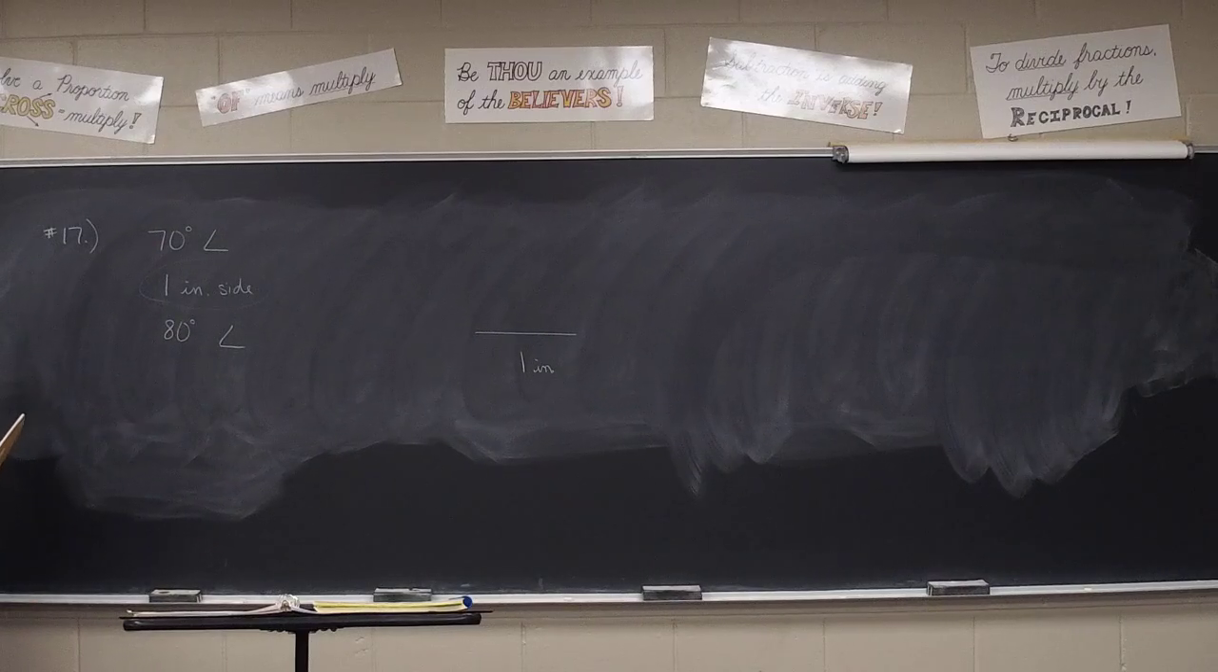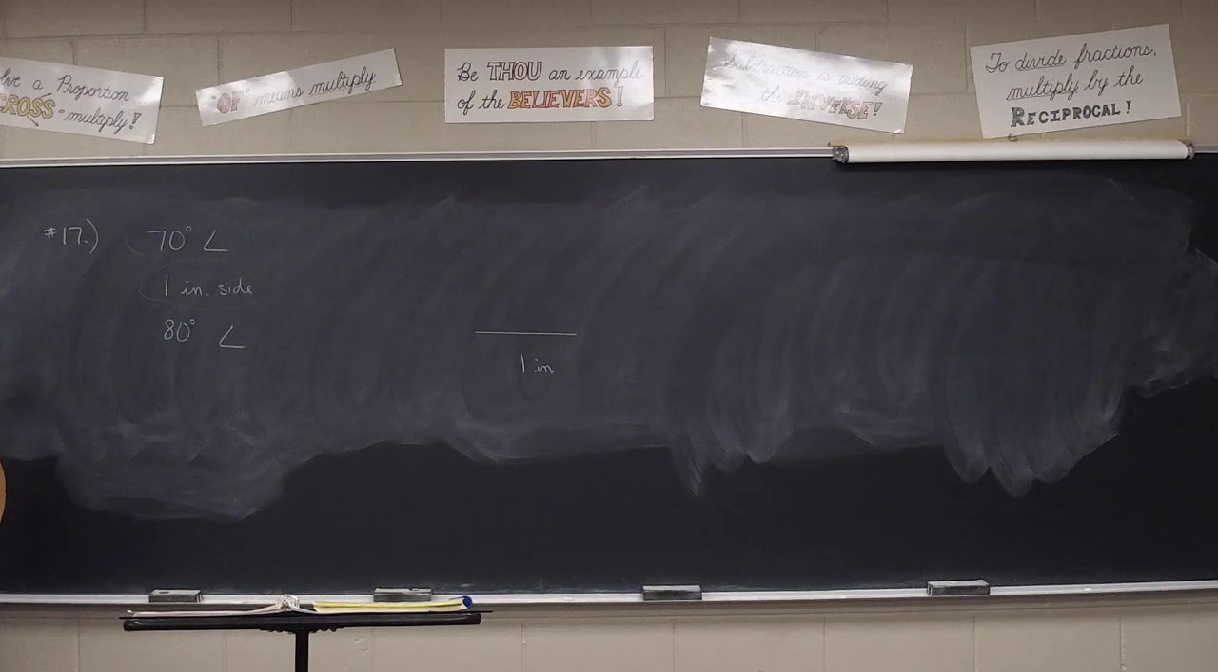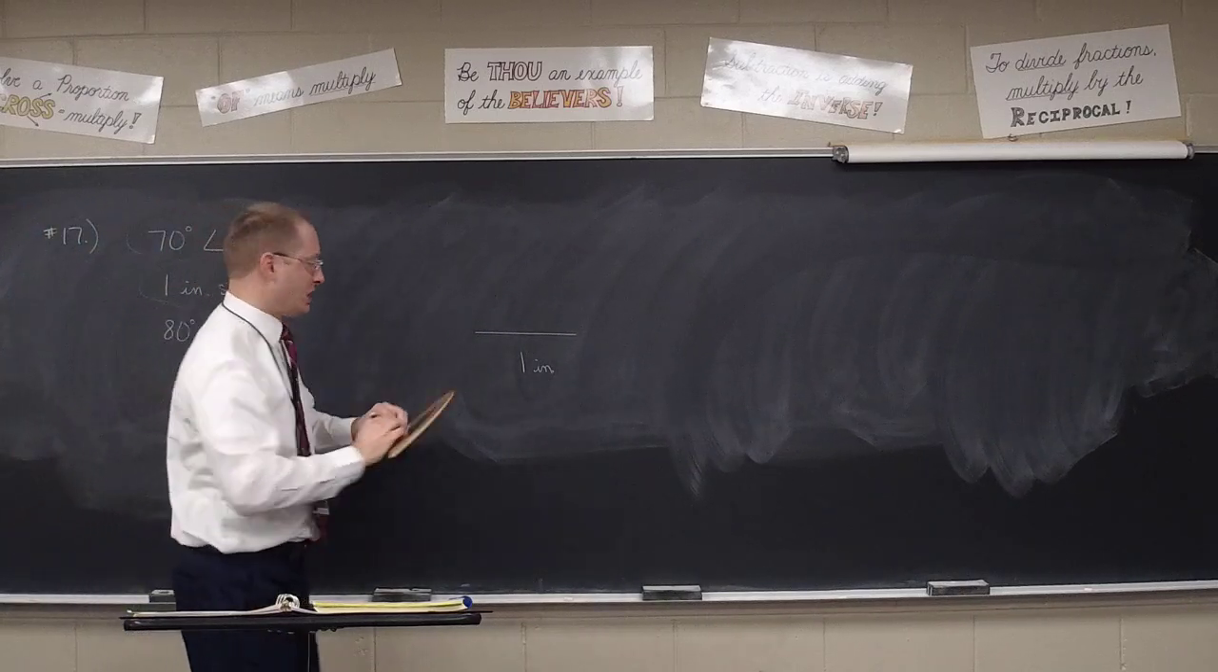Now, once we've drawn our 1 inch side, we should probably now make what, Corey? Angle. How big of an angle? 70 degrees. Sure, why not? Let's do the 70-degree angle. Now, Corey, I'm going to let you pick. Do you want to put it on the left side or the right side? Left side. Let's put it on the left side. That's the easy side, right? Because that's what we're used to.